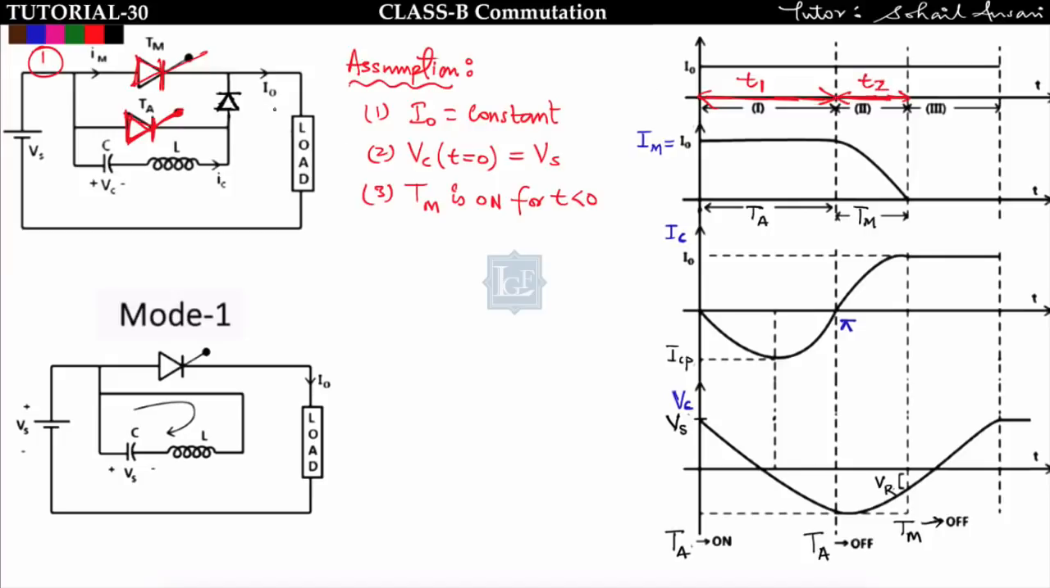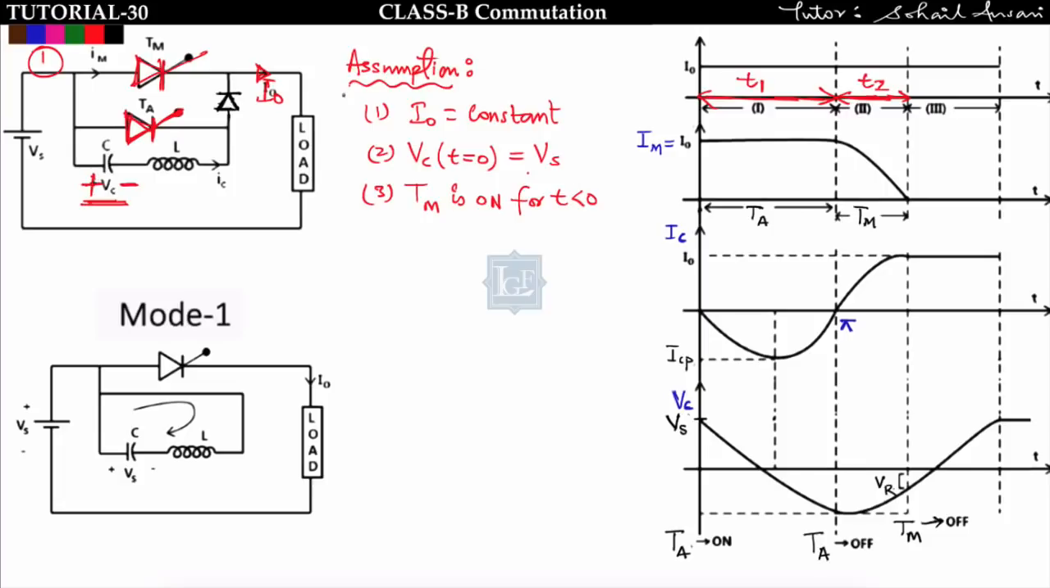I am assuming that I naught, the load current, is constant here. This is the first assumption, meaning the load is highly inductive. The second assumption is that the capacitor is charged up to Vs: Vc(t) at t equal to 0 is equal to the supply voltage, and the polarity of voltage across the capacitor initially is like this, from plus to minus. The third assumption is that TM is on for t less than 0, meaning the main thyristor is conducting for t less than 0, and the capacitor is charged up to the supply voltage with polarity from plus to minus. These are the three assumptions.